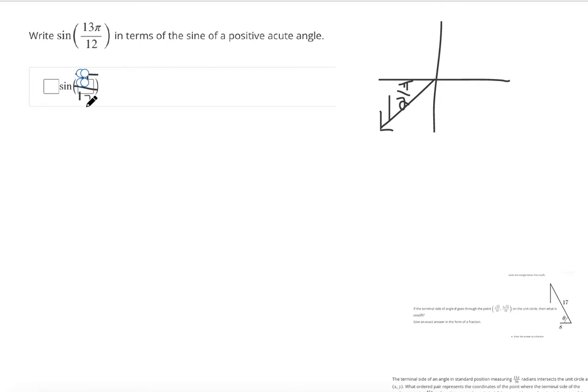But to compensate, we know that this would evaluate to be a negative value for sine, because sine is only positive in the first and second quadrants. Sine is negative in the third and fourth quadrants. So we need a negative sign out front.